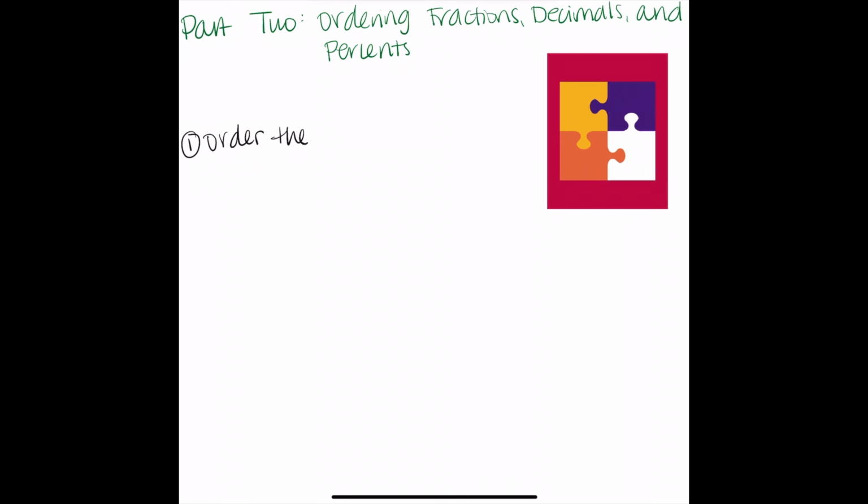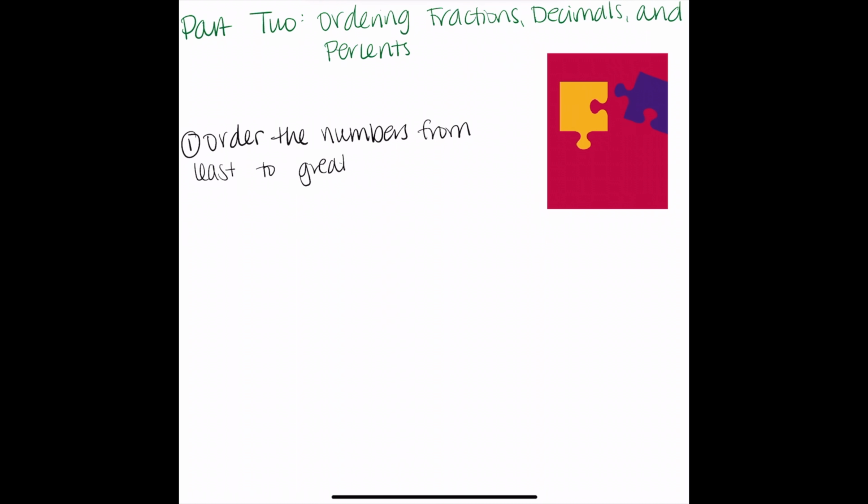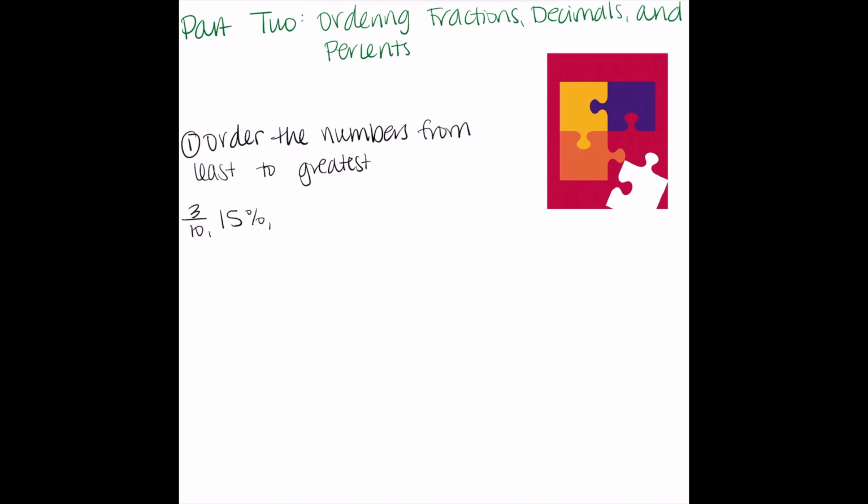So for number one, the directions say to order the numbers from least to greatest. And the numbers we're given are going to be in varying forms, right? We'll have some fractions, some decimals, and some percents. For number one, we have 3/10, we have 15%, we have 0.2, we have 3/8, and we have 0.09.